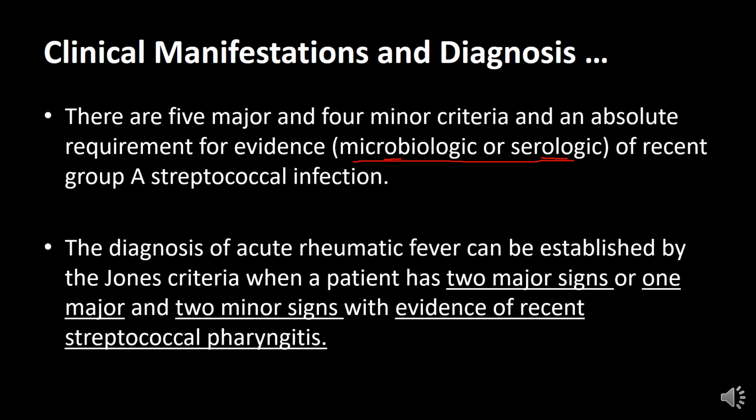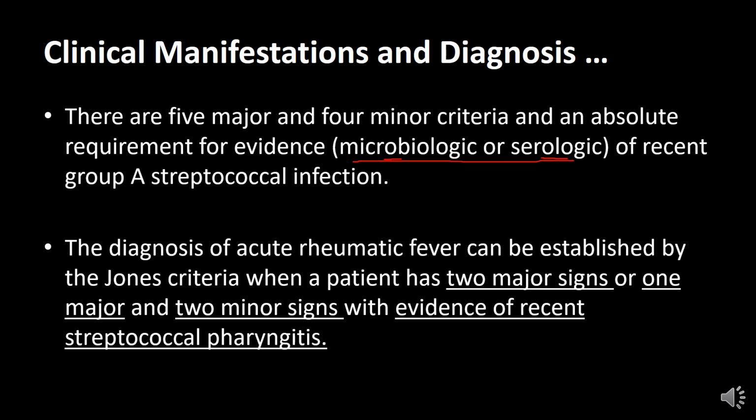Therefore, the diagnosis of acute rheumatic fever can be established by having two major signs, or one major sign together with two minor signs, plus evidence of recent streptococcal pharyngitis. I'll say that again. In order to make a diagnosis of acute rheumatic fever, and remember we are making the index diagnosis, this is what you need.